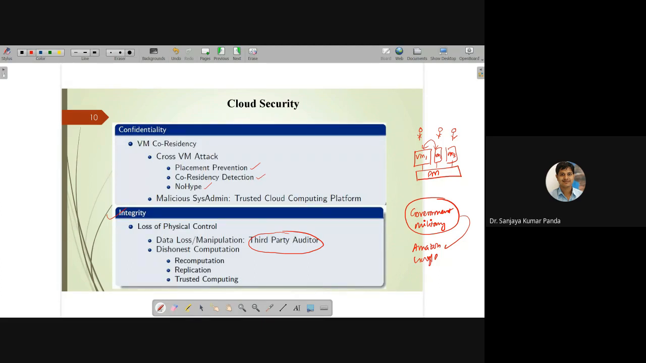There is something called dishonest computation. Dishonest computation means, if you are intended to use two virtual CPUs, but unfortunately you have applied some kind of attack and you are using, let's say, 30 virtual CPUs, that may now cause a problem. As an attacker, you are consuming 28 virtual CPUs extra. That is called dishonest computation. It is also related to replication, computation, and trusted computing.